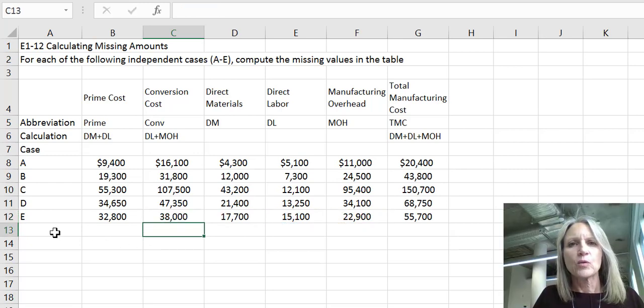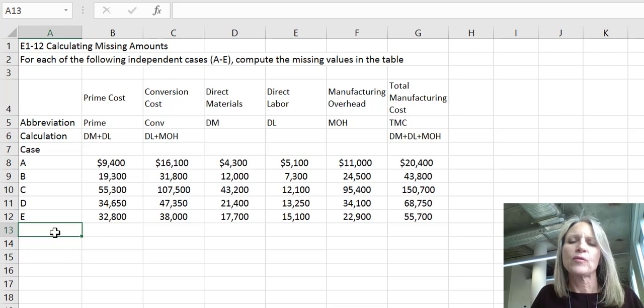These kind of questions are good questions to practice because they force you to really understand the relationships between these costs. It's also good to play around with formulas in Excel as much as possible because you'll use Excel all the time when you're out in the business world.